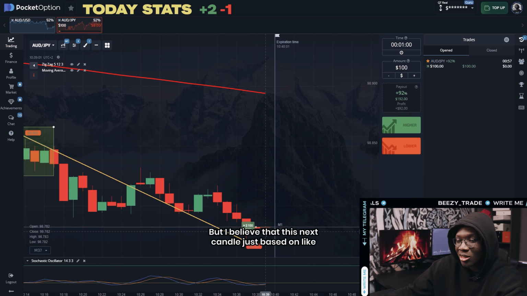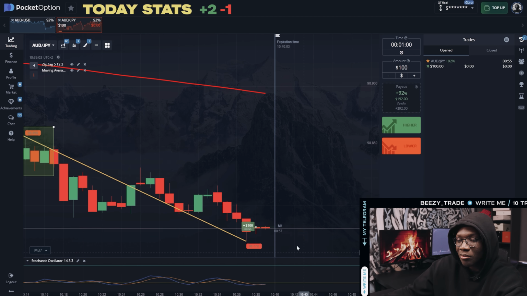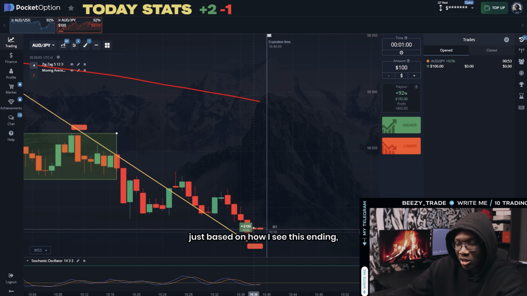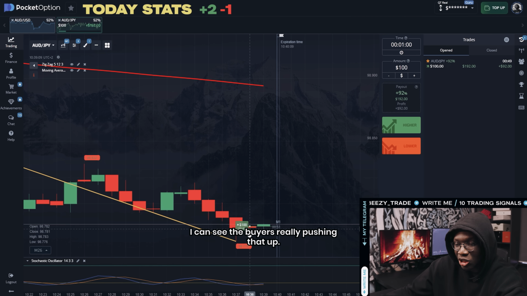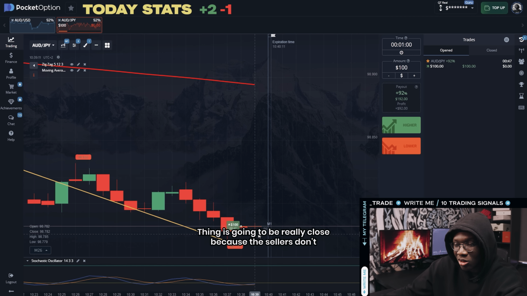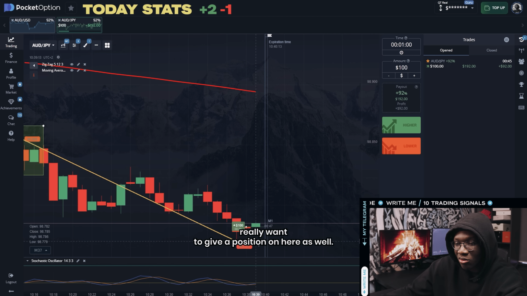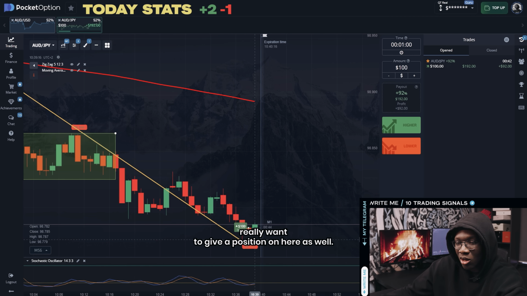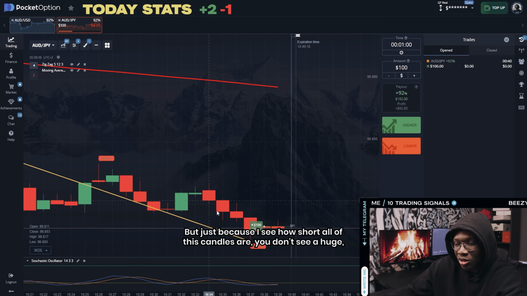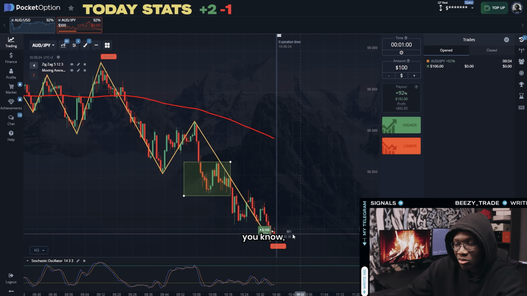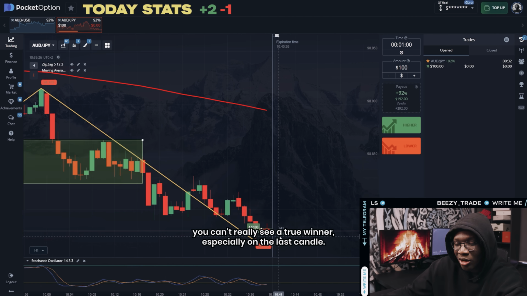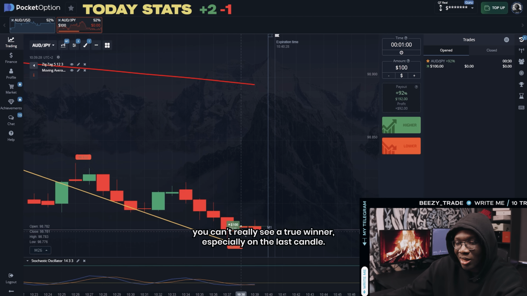But I believe that this next candle, just based on how I see this ending, I can see the buyers really pushing that up. I think it's gonna be really close because the sellers don't really want to give a position on here as well. But just because I see how short all of these candles are, you can't really see a true winner, especially on the last candle.